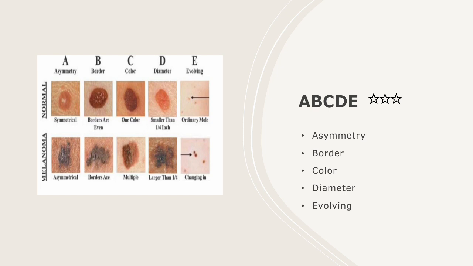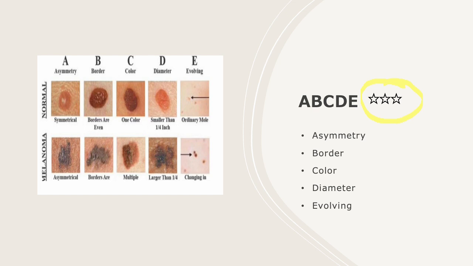Things that should be documented with each skin exam is A, B, C, D, E. And as you can see here, I have the stars, which means this is something that is extremely important. This is something that you should expect to see on examinations. You should expect to see this in clinical practice. You should also expect to see this on your boards.